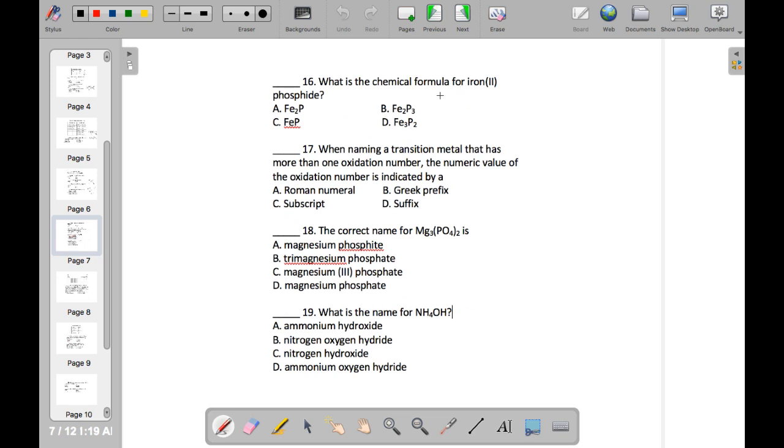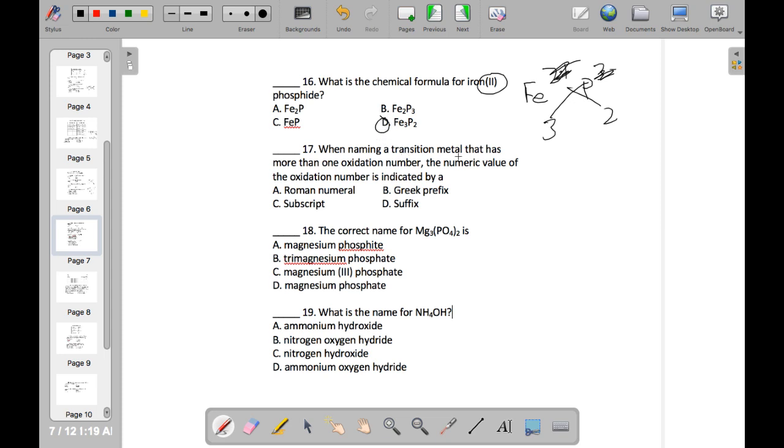What is the chemical formula for iron 2 phosphide? Well, you could go back to the periodic table, get iron, and we know right here the 2 is telling us it's a 2 plus. We could go back to the periodic table and get phosphorus, which is going to be a 3 minus because of where it's located. Then we just do the crisscross. Bam, bam, Fe3P2. And it's D.